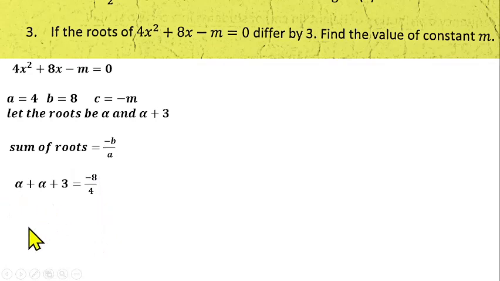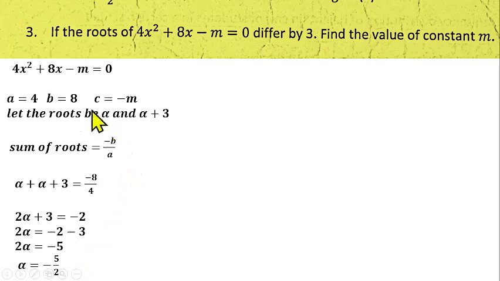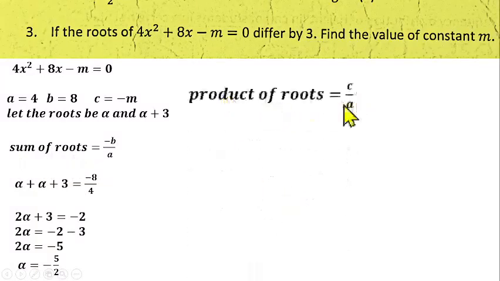So if you simplify this, alpha plus alpha gives us 2 alpha plus 3 equals minus 2, since minus 8 over 4 gives us minus 2. So 2 alpha is equal to minus 2 minus 3. So 2 alpha equals minus 5, alpha will be equal to minus 5 over 2. So we know the value of the first root. That lets you find the second root as well, but we don't need that presently. So from there, we've seen the sum of the roots. Let's see the product of the roots now. The product of the roots will be c over a.